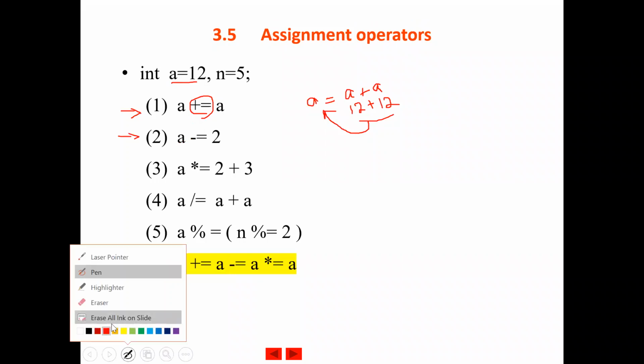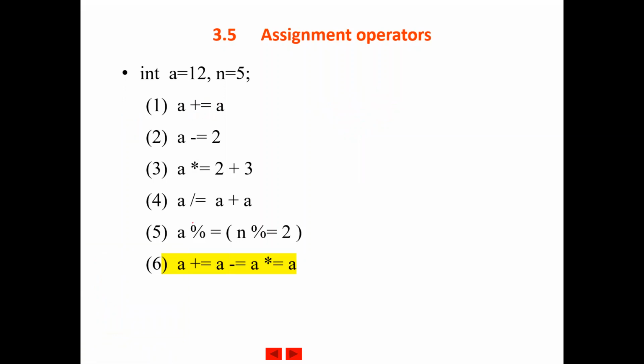Then tell me what is A minus equal to 2. Expand it. A equal to A minus 2. So the current value, 12 minus 2, is 10. So in this question, the answer of A will be 10. Understood?